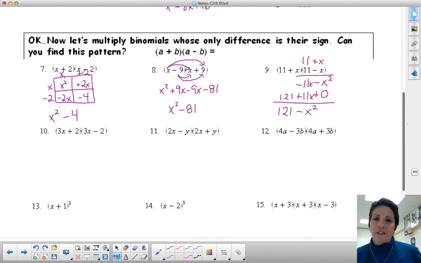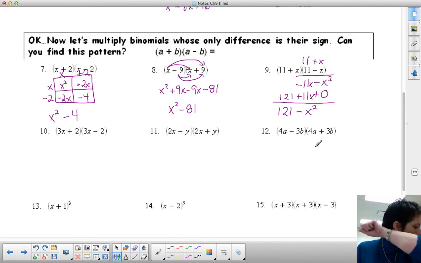All right, assuming you've done this, we're looking at what happens if we have a sum times its matching difference. So a problem like x plus 2 times x minus 2. Hopefully when you did these multiplications, you noticed that those middle terms, the O and the I of FOIL, if you will, always added to 0.